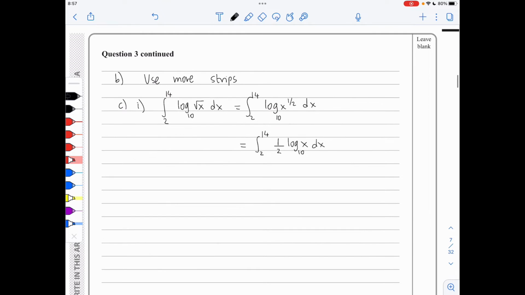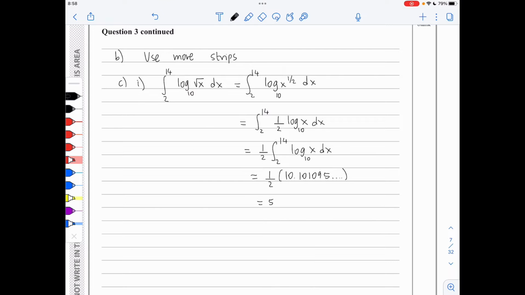So this will be a half times the integral from 2 to 14 of log x base 10, which is what we have estimated just a while ago. So it's approximately a half times 10.101095. I'm using the full accuracy here. So this is 5.05.